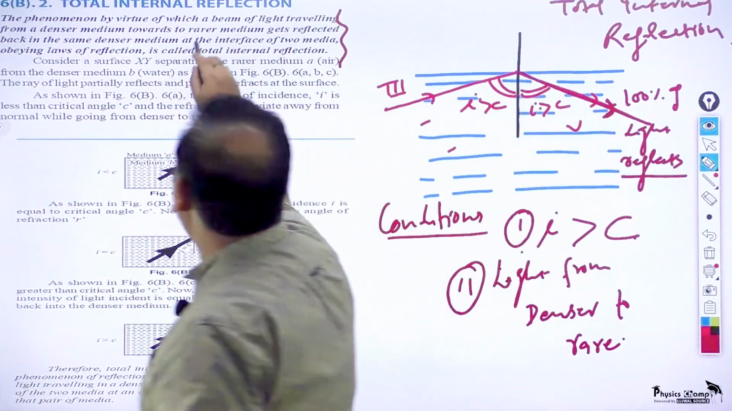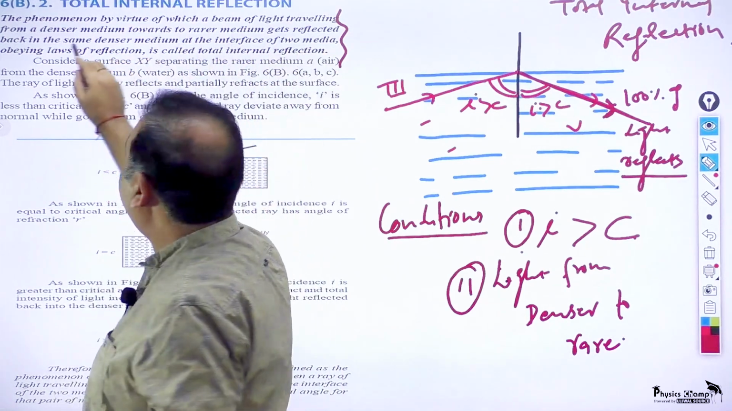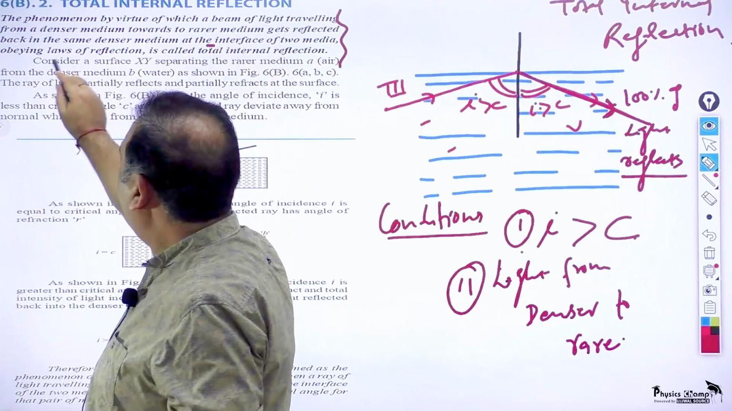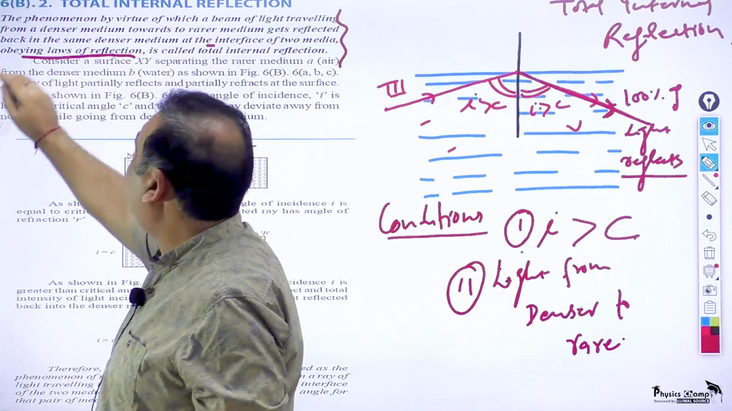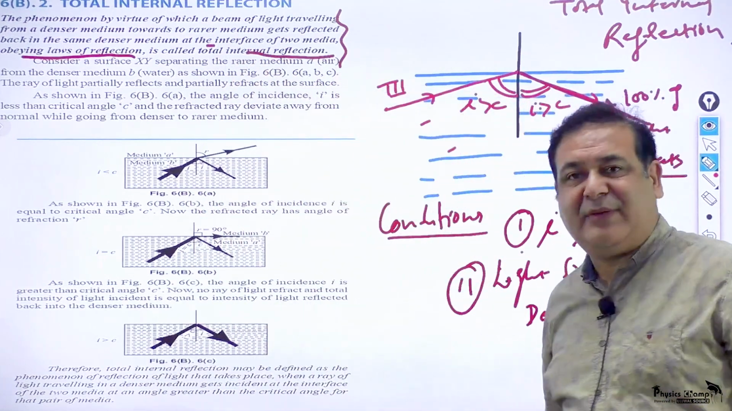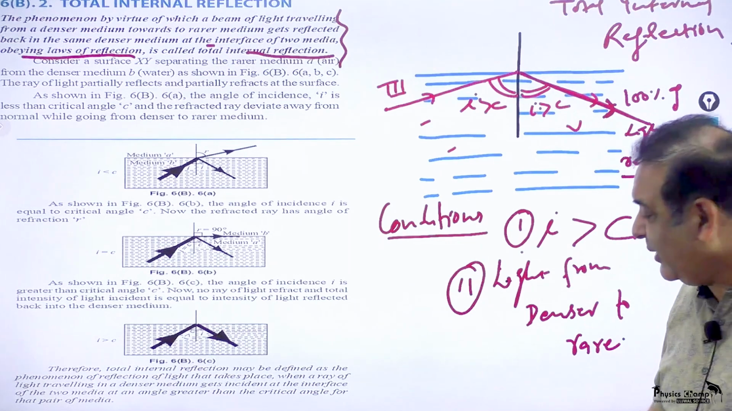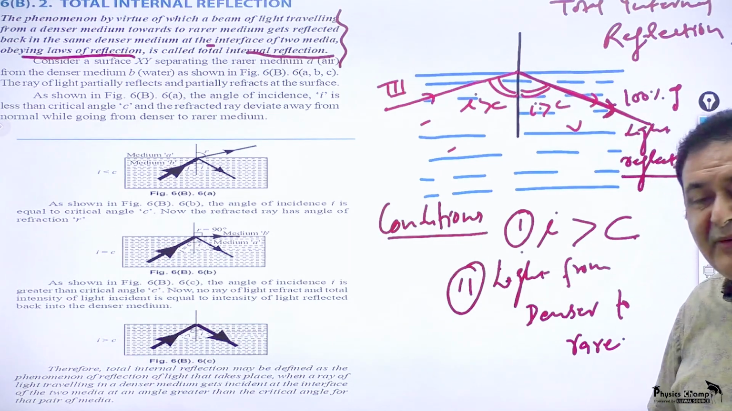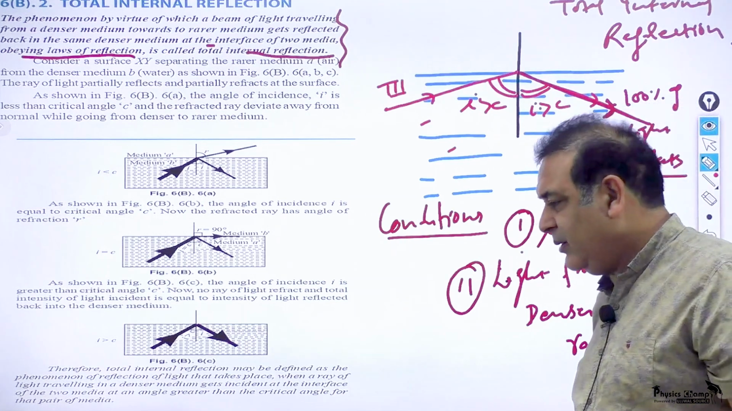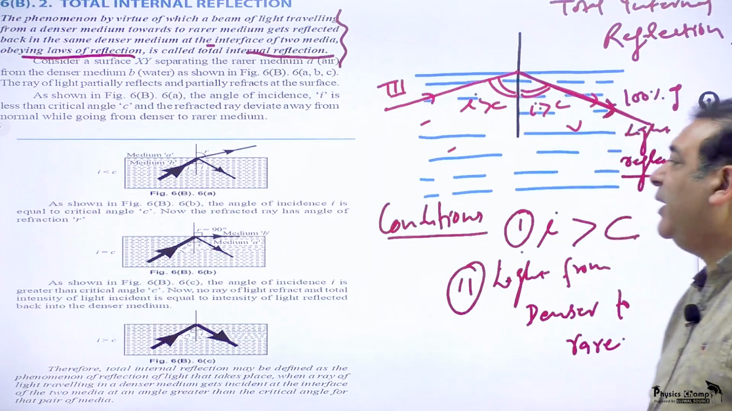So the phenomenon by virtue of which a beam of light traveling from a denser medium towards a rarer medium gets reflected back into the same denser medium at the interface of the two media, obeying the law of reflection, is called total internal reflection. So now you are in a good position to understand total internal reflection, and then I can also make a relation of this critical angle with the refractive index of the medium.